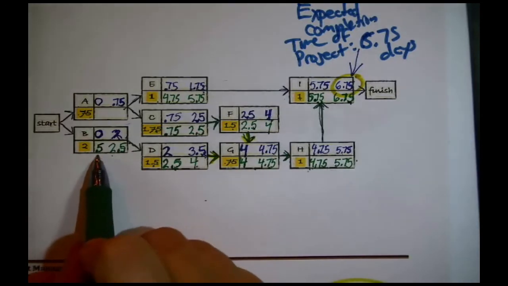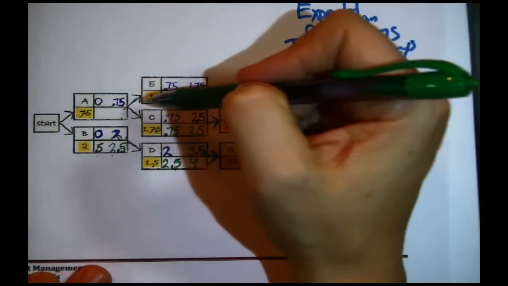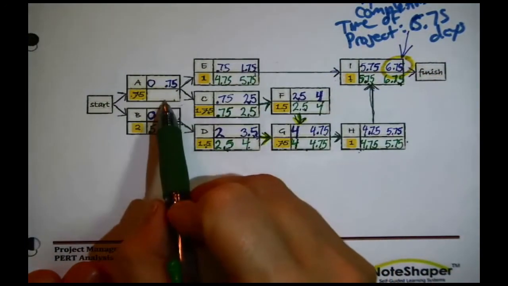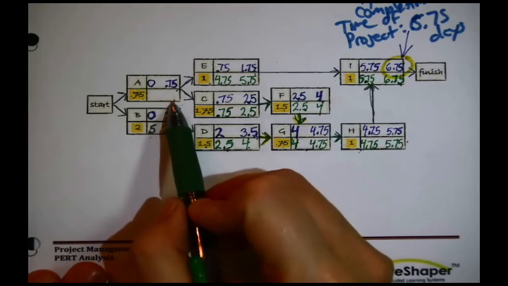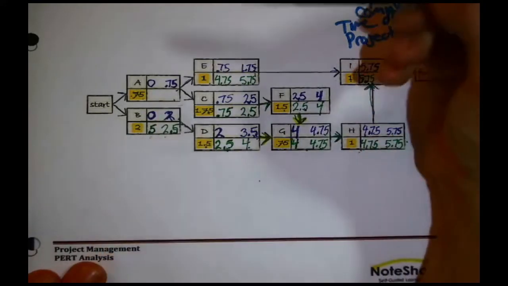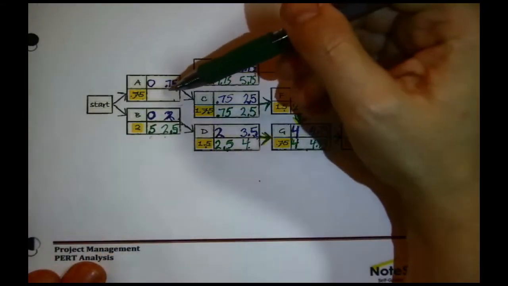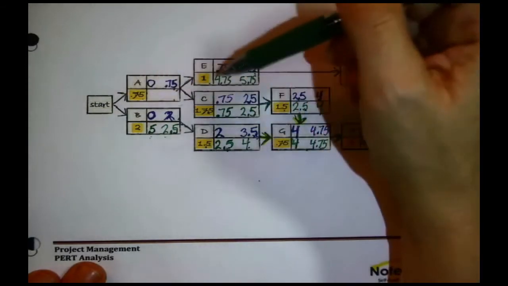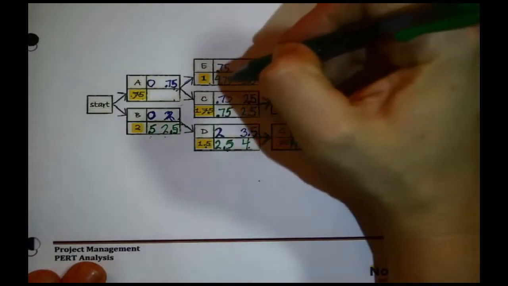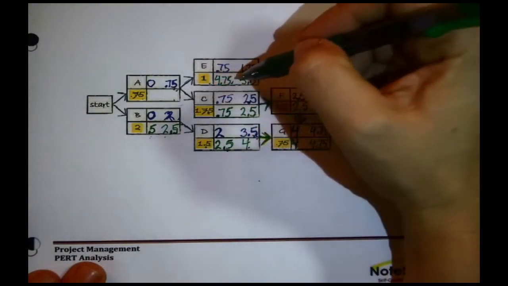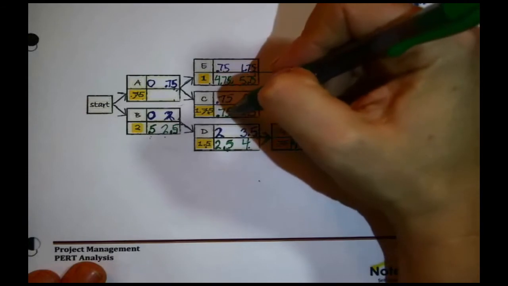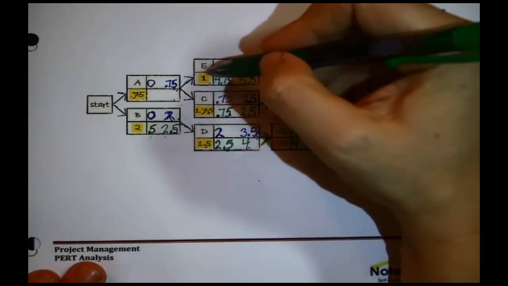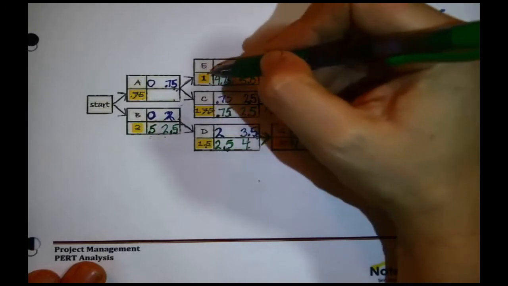Now we only have one other one to fill out here. And this one we might take a little slower. Okay, what is the late finish time for A? Well, E is waiting for A to finish, and C is waiting for A to finish. A has more than one follower. Okay, E has to start at the latest in 4.75 days. C has to start at the latest in 0.75 days. We don't want to delay either of them. They are both waiting on A.